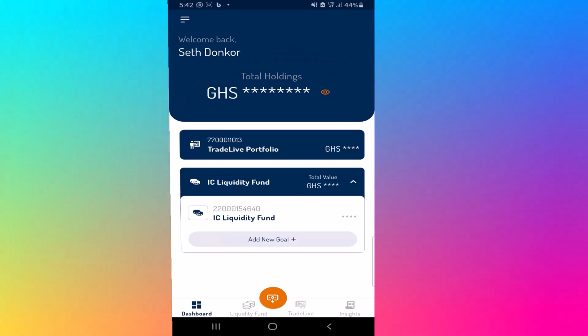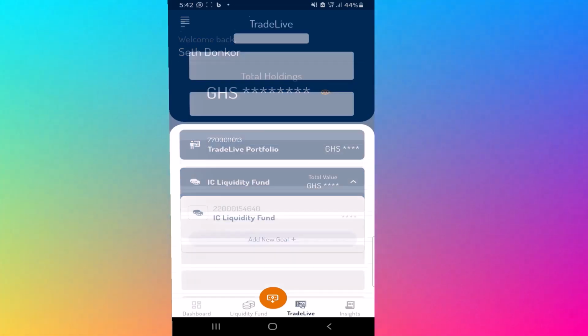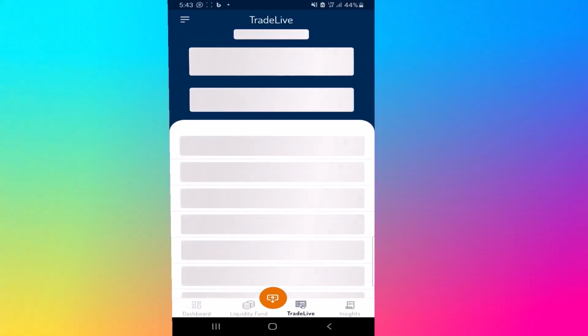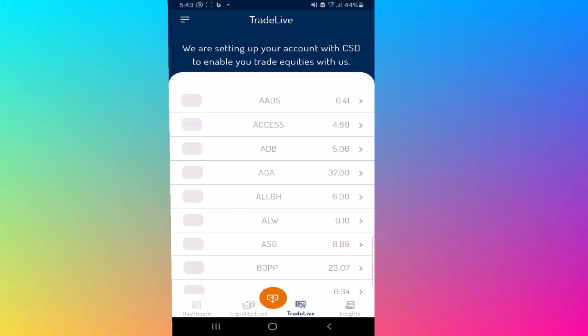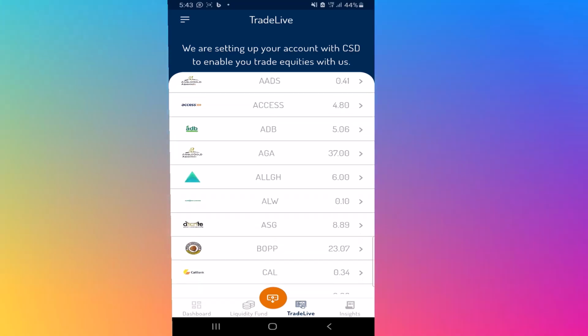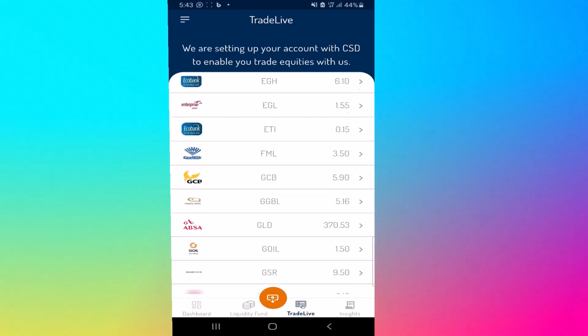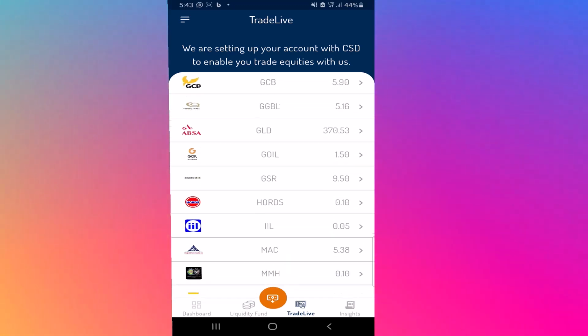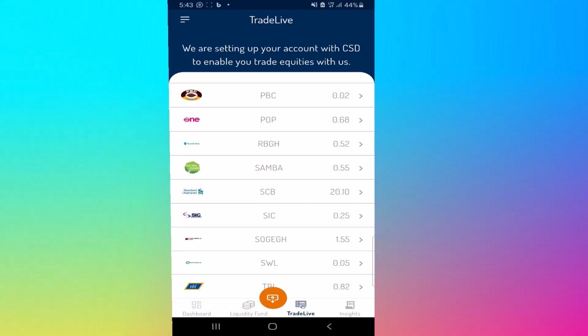We all know that before you can invest in Ghana stocks, you need to have a broker that will help you create your account, and from then you need to have a CSD number that will also help you on the IC World investment platform, right? If you see here, it says we are setting up your account with CSD to enable you to trade the liquidity with us. These are the companies that are on the Ghana Stock Exchange, right? We have all these companies on the Ghana Stock Exchange.